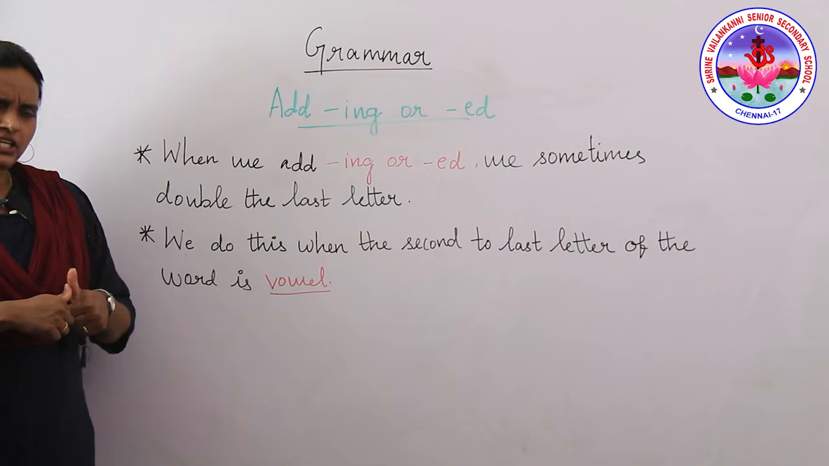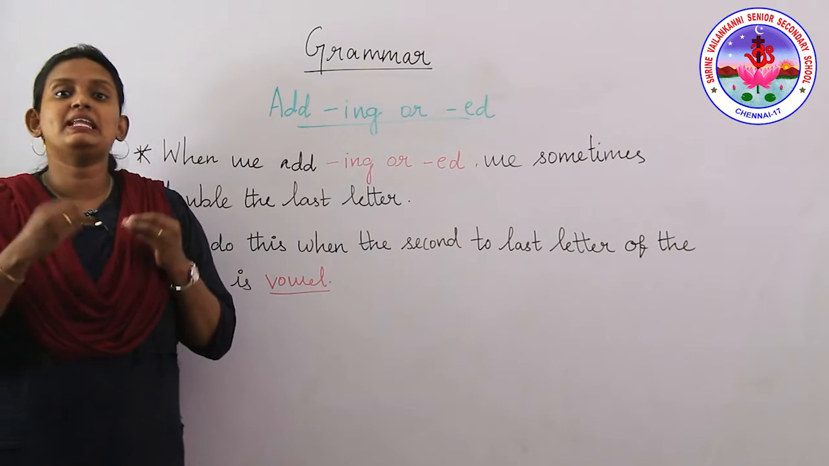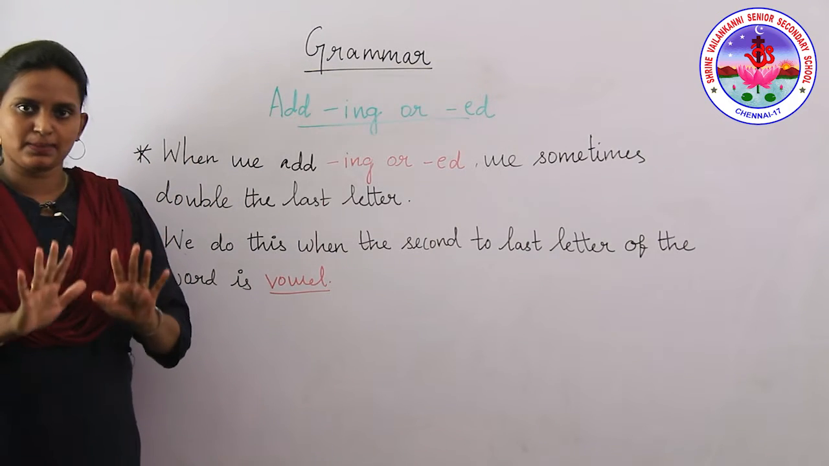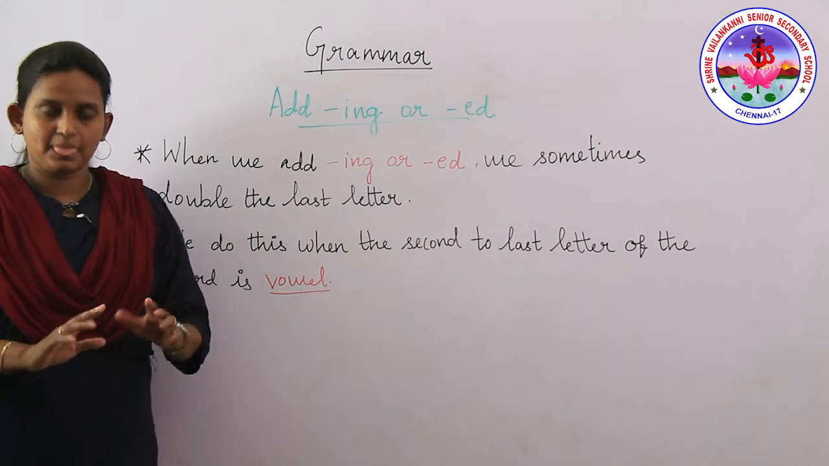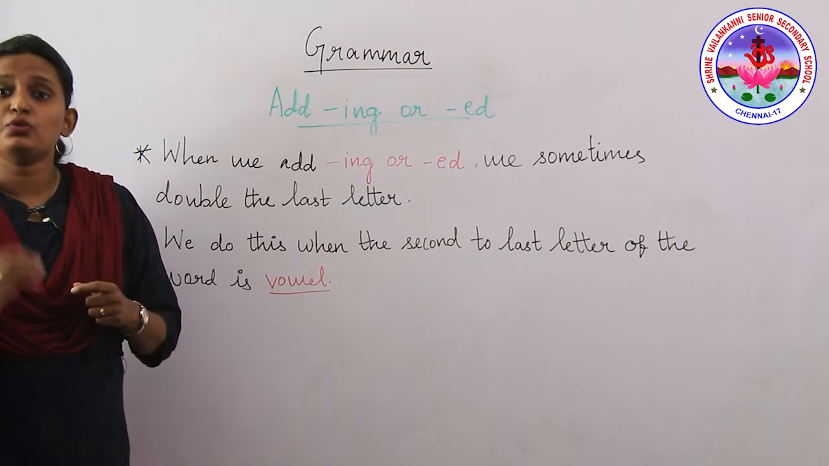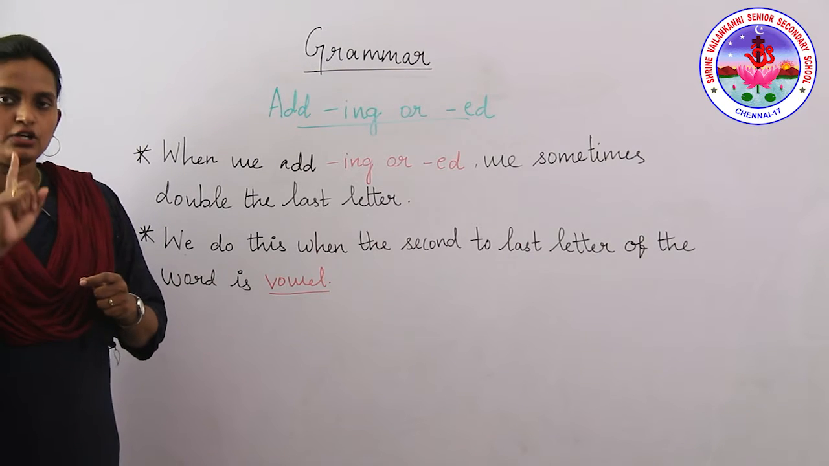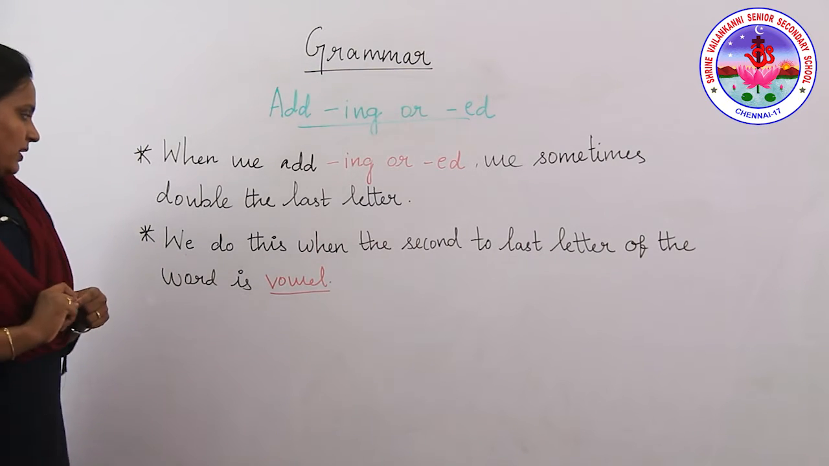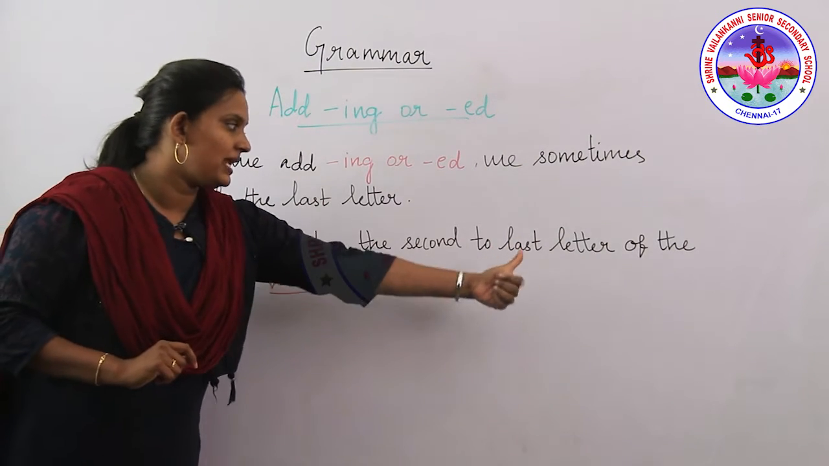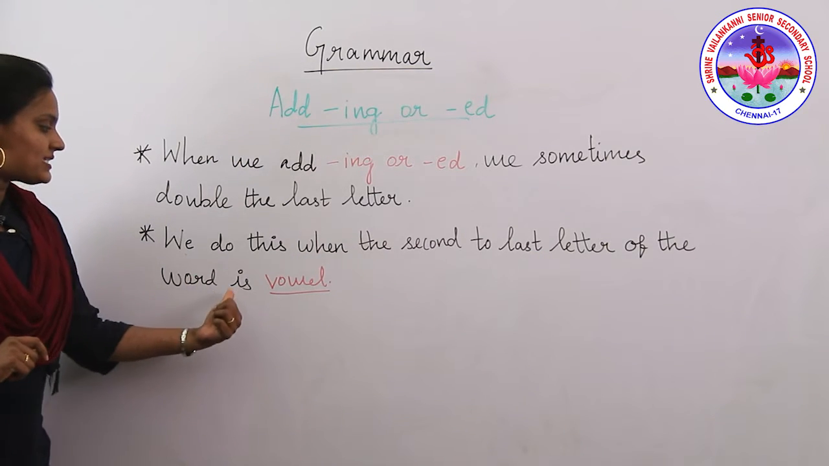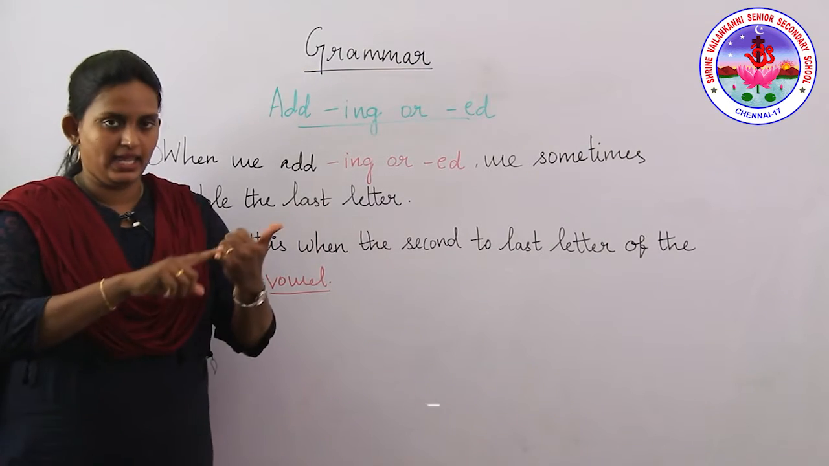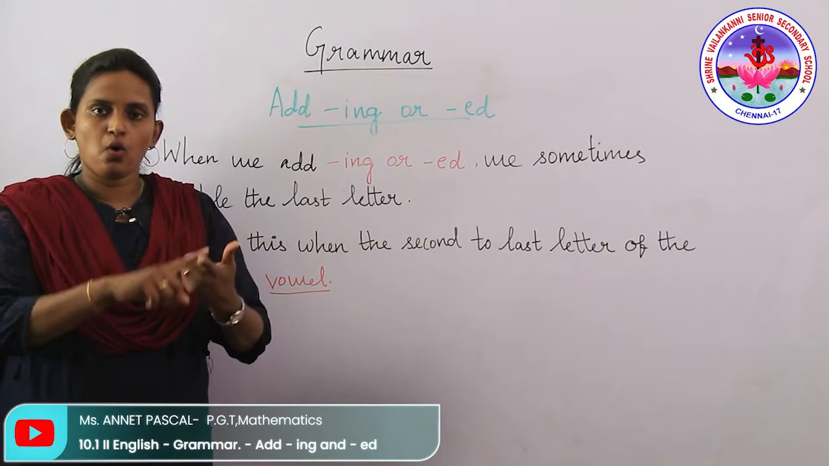And the second condition, in which case you have to repeat the last letter. That is very important. So first condition, we saw that we are supposed to repeat the last letter. The second condition, we need to know in which case you have to repeat the last letter. So you have a clue or hint for that, okay? So we do this when the second to the last letter of the word is a vowel, okay? So you all know what a vowel is, isn't it? A, E, I, O, U.